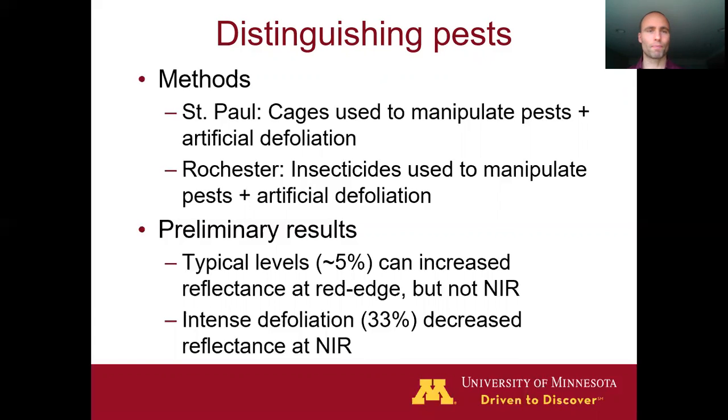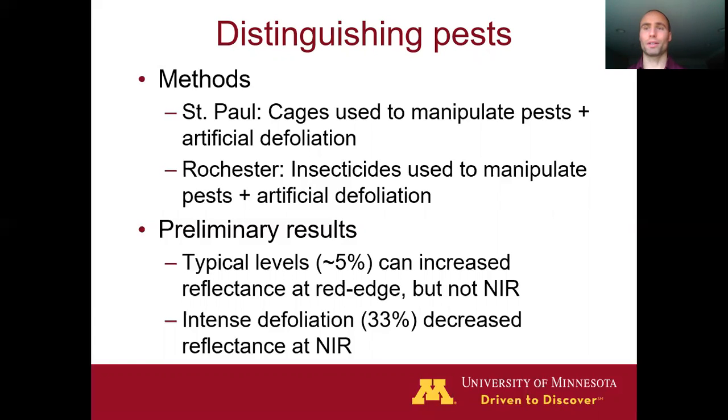More recently, this last summer, we also added an artificial defoliation treatment. We haven't fully analyzed these data, but some of the preliminary results are indicating that the more typical levels of defoliation caused by Japanese beetle, right around 5% defoliation, can sometimes cause an increase in reflectance in the red wavelengths, but we're not seeing an impact to reflectance in the near infrared.